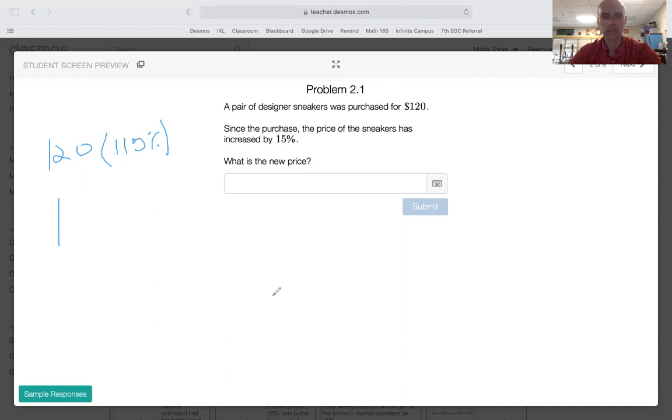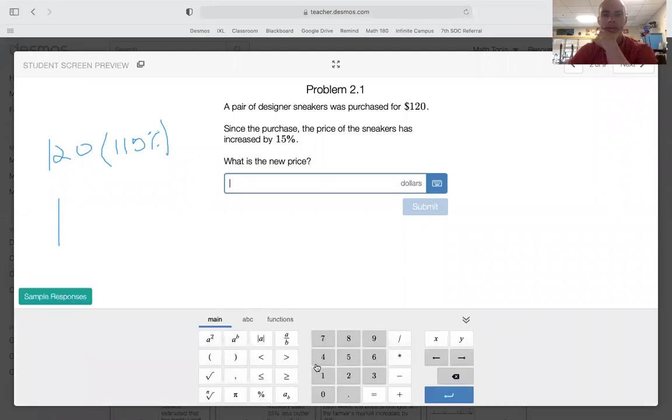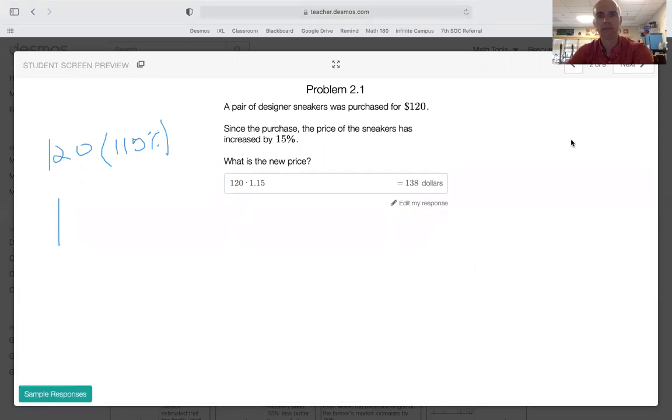I need to do 120 times 115% to get the new increased price. But I don't multiply by 115%. I multiply by the decimal version of 115%, which would be 1.15. Let's see if this gives me a calculator tool. Yes, I do. So I'm going to do $120 original price times the decimal version of 115%, which is 1.15. And we get $138. I can submit it just like this, and Desmos will read it as $138, and that's my answer.